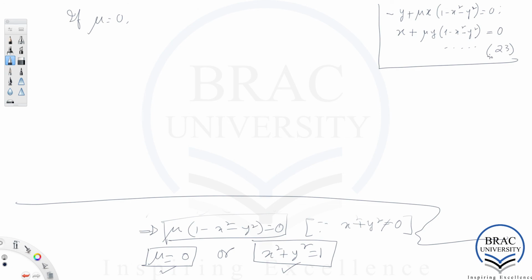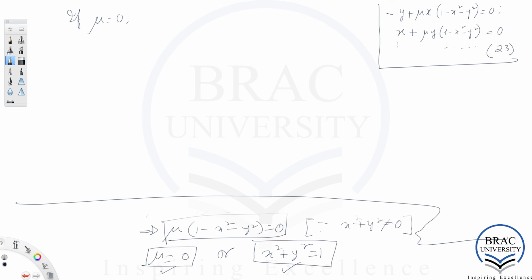Okay, so now plug in mu to be 0 in 23 and see that both x and y are 0, meaning that back to square 1, and this is again a contradiction, because we are assuming that both x and y are non-zero, so that x square plus y square is not equal to 0. Okay? So mu equal to 0 is not a possibility at all.